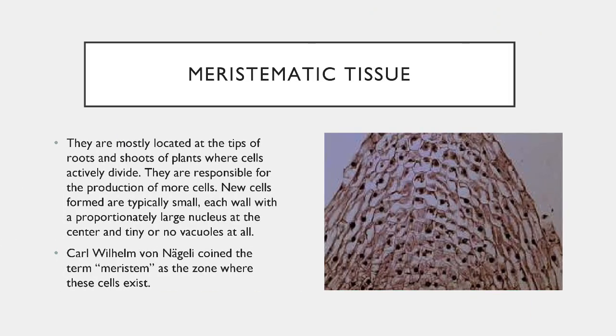Meristematic tissue. They are mostly located at the tips of roots and shoots of plants where cells actively divide. They are responsible for the production of more cells. New cells formed are typically small, each with a thin wall and a proportionately large nucleus at the center and tiny or no vacuoles at all. Carl Wilhelm Nägeli coined the term meristem as the zone where these cells exist.